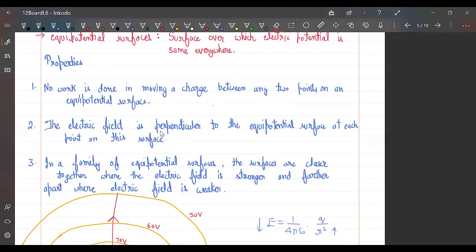Next, the electric field is perpendicular to the equipotential surface at each point on the surface. This happens because the equipotential surface will only be perpendicular to the electric field. Only then can E dr cos 90 happen. When the angle between them is 90 degree, only then delta V is zero. So the electric field is perpendicular to the equipotential surface at each point on the surface.